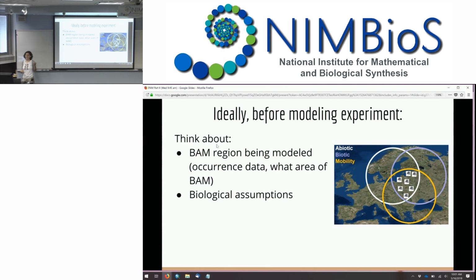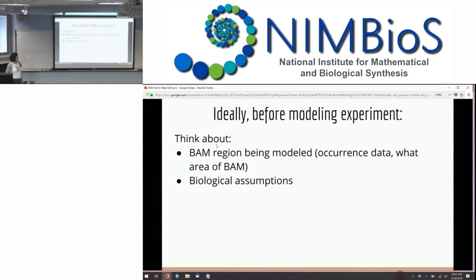I know of a student. I teach a niche modeling, species distribution modeling course, a grad course for 1 semester. I've taught it 5 semesters, not all here, just 1 semester here, but at Oklahoma State, I had 1 student in those 4 or 5 semesters who thought about this and designed his study based on the BAM diagram. And I was very impressed because it's hard to think about this conceptually before we run models.